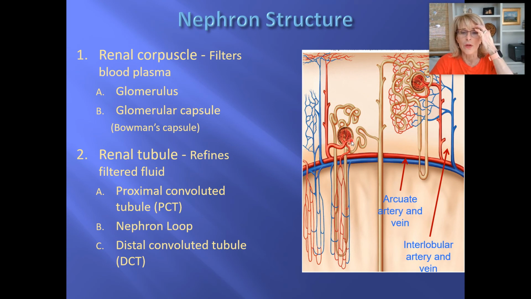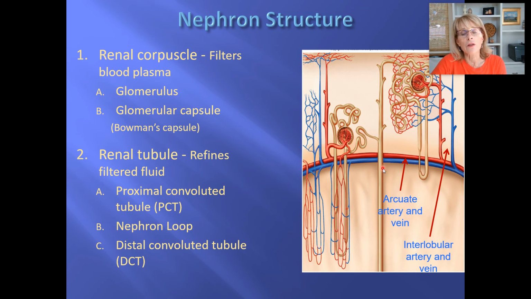So the path of fluid flow starts here at Bowman's capsule, then proximal convoluted tubule, then descending limb of the nephron loop. Remember, the arcuate artery and vein, that is the boundary between the cortex and the medulla. So this is down here in the renal pyramid. Descending limb of the nephron loop, ascending limb of the nephron loop, distal convoluted tubule, collecting duct.